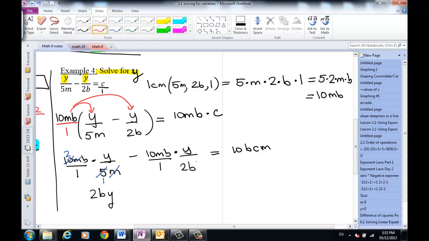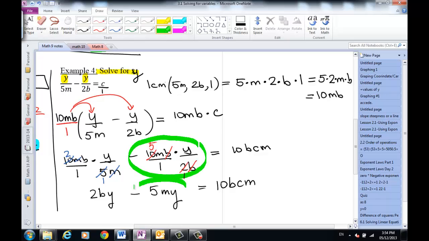And in my other piece over here, I've got b divided by b is 1. 2 divided by 2 is 1. And 10 divided by 2 is 5. So over here, I've got minus 5my. And this is all equal to 10bcm. Okay, so again, this piece here came from there, and this whole piece here is equal to that.